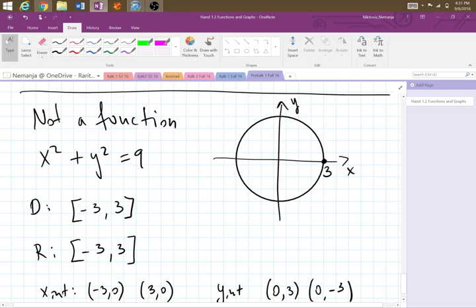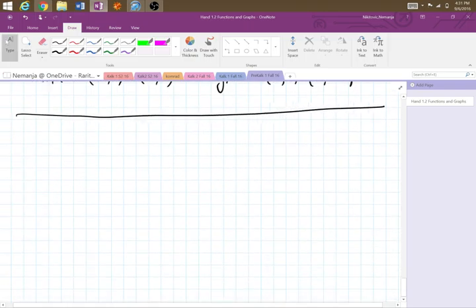For range, go up. X-intercept, where does it cut through the x-axis? Y-intercept, where does it cut through the y-axis? The last concept is the vertical line test, as the visual check whether the graph is a function or not. And basically what the vertical line test says is that if the vertical line cuts through the graph more than once, the graph is not a function.